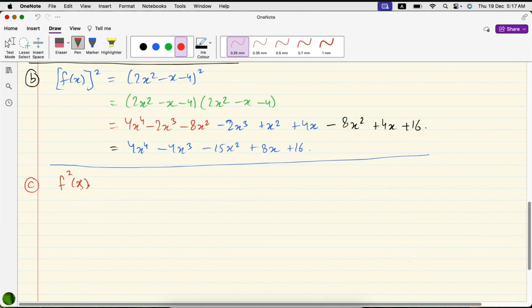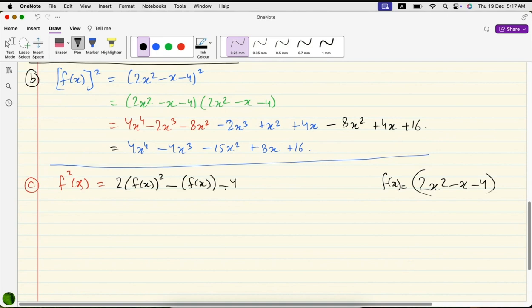Now we have f square x. That is basically we substitute f in f. So when we have 2x square minus x minus 4 as f of x, we're going to substitute this in f. Basically 2 into f of x squared minus f of x minus 4. This is what we're doing.